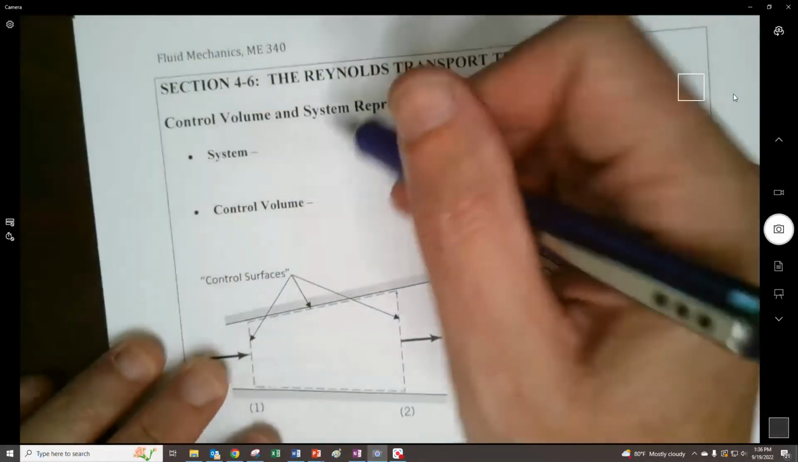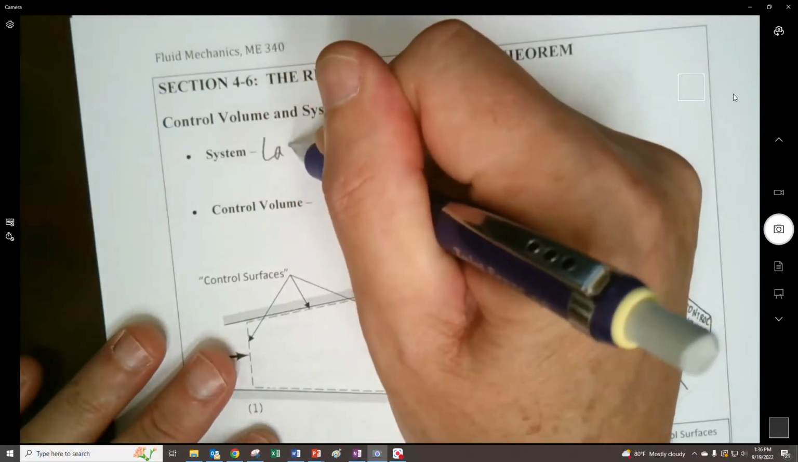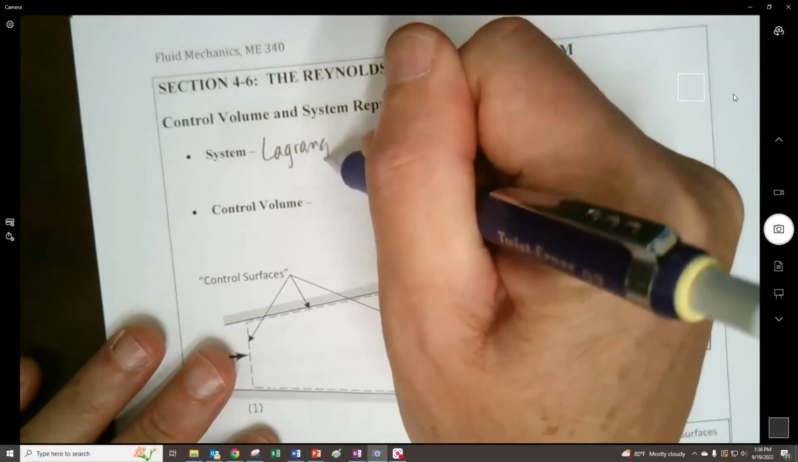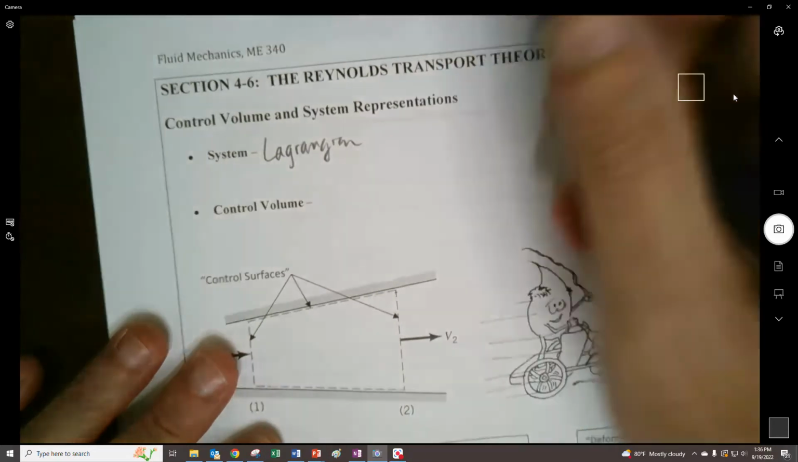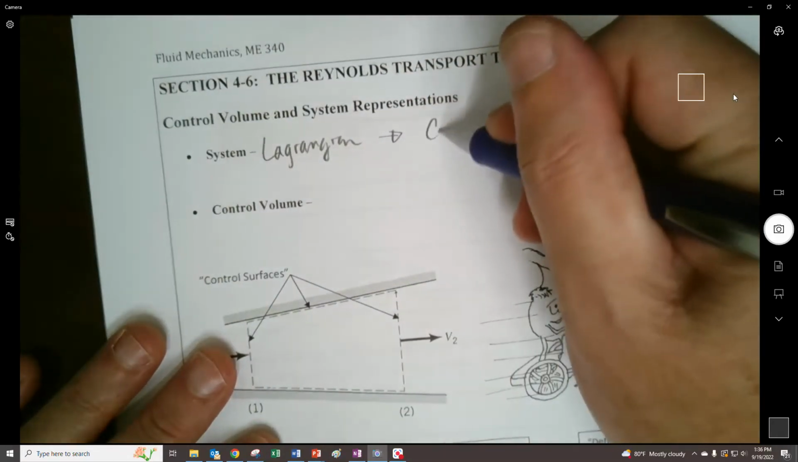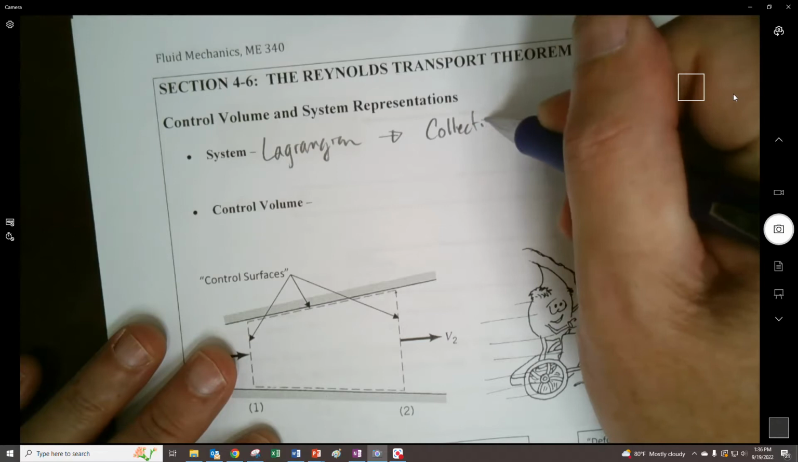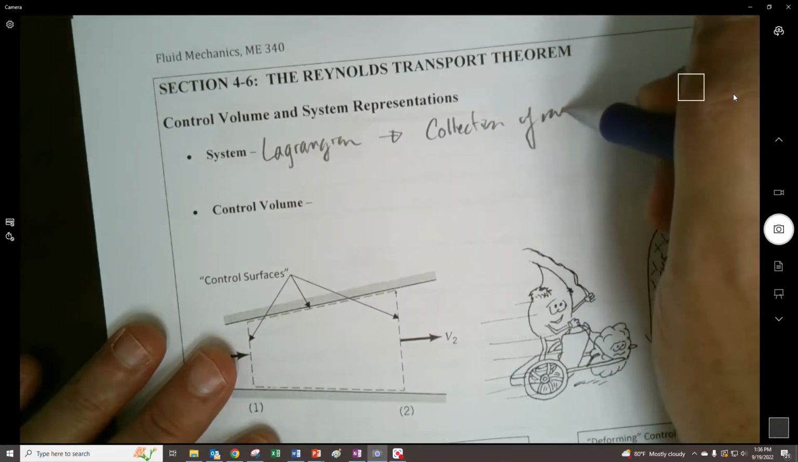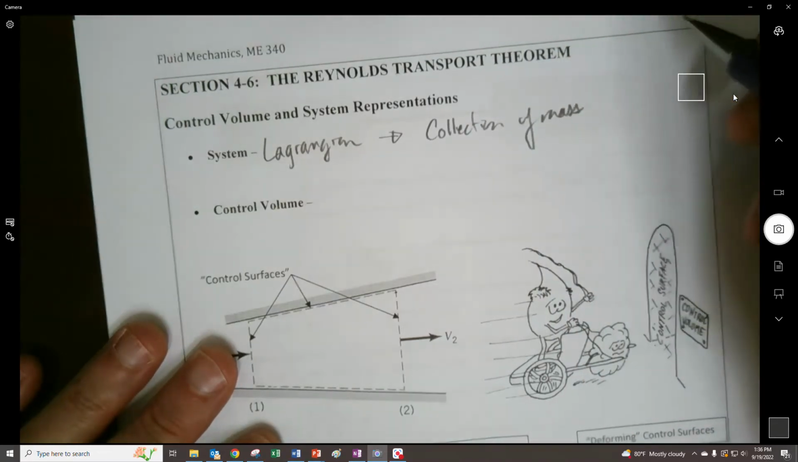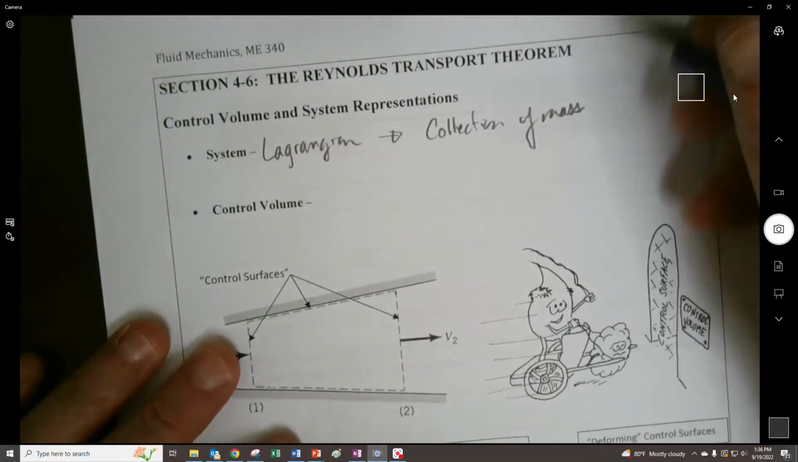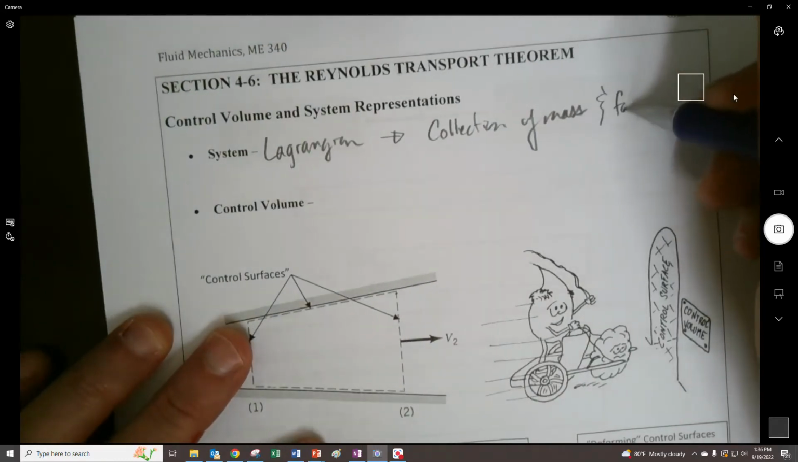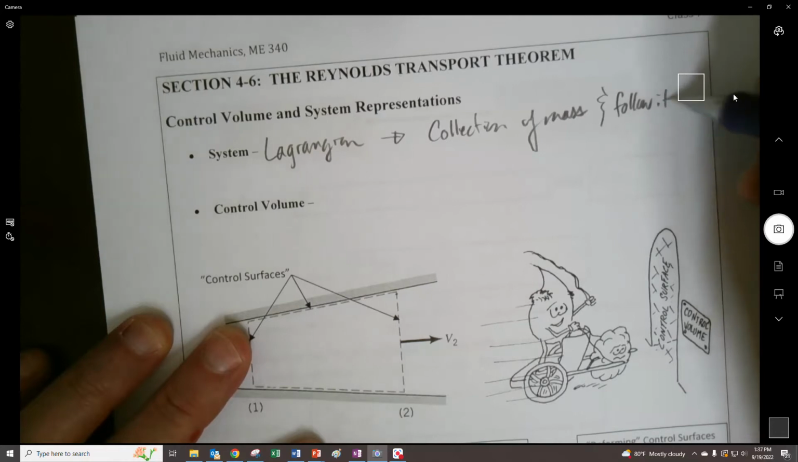So the system description, as we had mentioned before, is the Lagrangian perspective. We take a look at a collection of mass, and we follow that collection of mass, and follow it, so we see what happens to the thing.